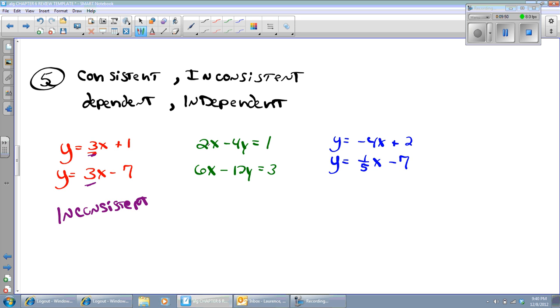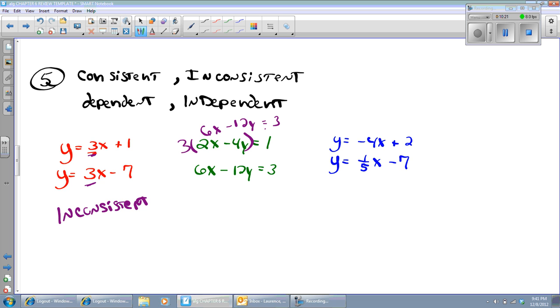Now, on the second one, the thing I noticed is the top equation is 1/3 of the bottom equation. For example, if I multiplied by 3, this would turn into 6x minus 12y equals 3. They would be the same equation if I multiplied the top one by 3.